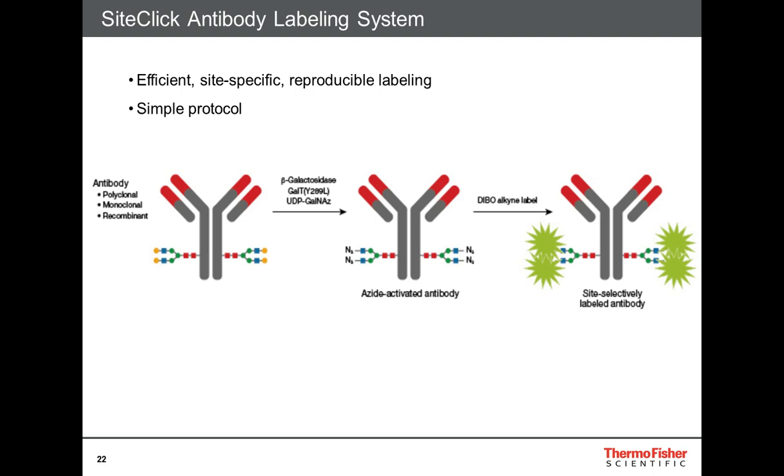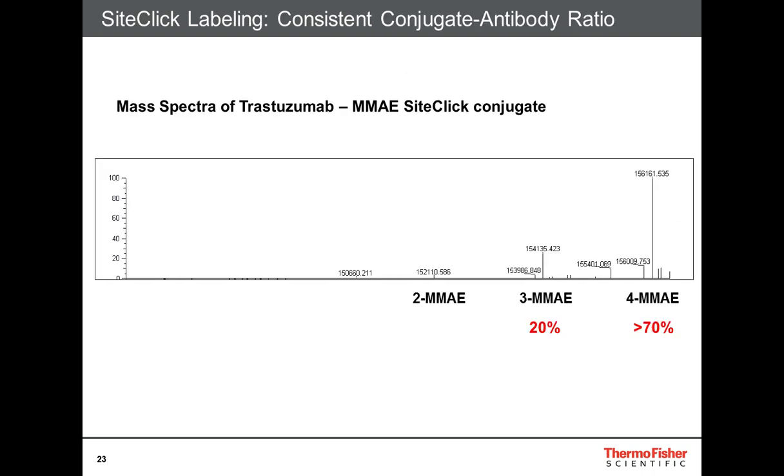And so we can show that not only is our conjugation site far away from the antigen-binding domain of our antibody, which maintains the integrity of our antibody as well as its affinity for its target, but we have a reproducible and reliable number of drugs or dyes per antibody.